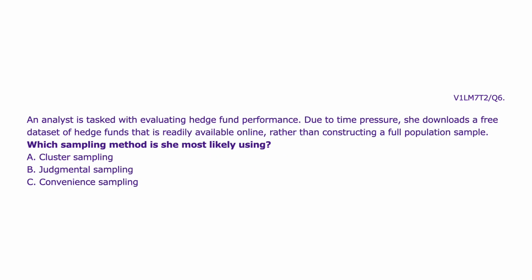An analyst is tasked with evaluating hedge fund performance. Due to time pressure, she downloads a free dataset of hedge funds that is readily available online, rather than constructing a full population sample. Which sampling method is she most likely using? A. Cluster sampling. B. Judgmental sampling. C. Convenience sampling.